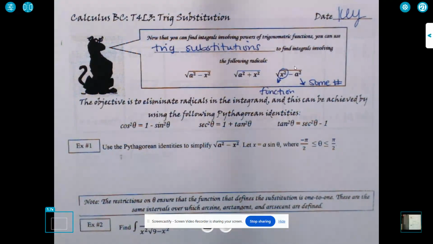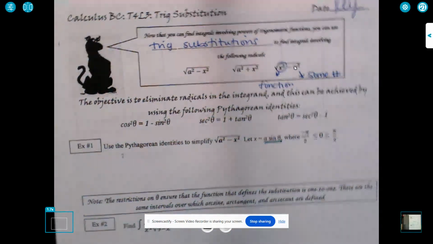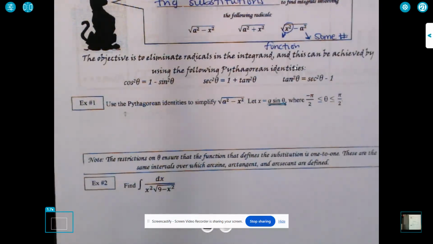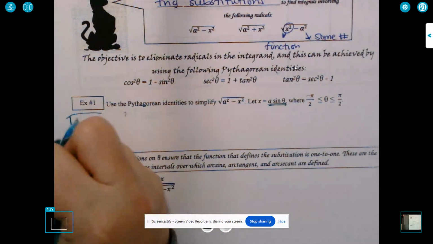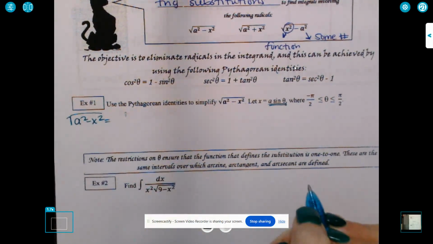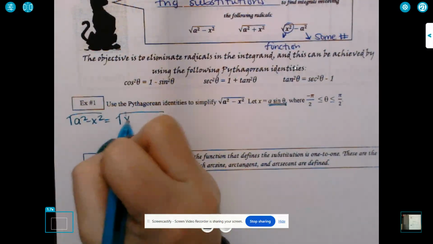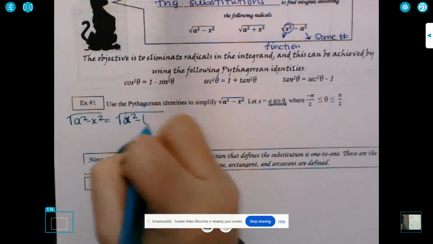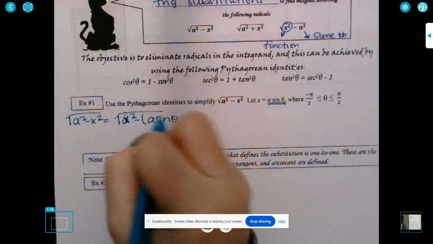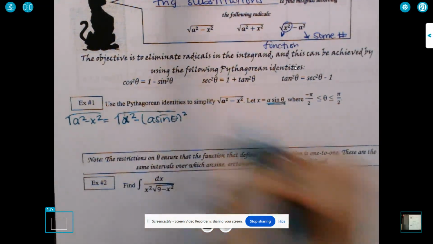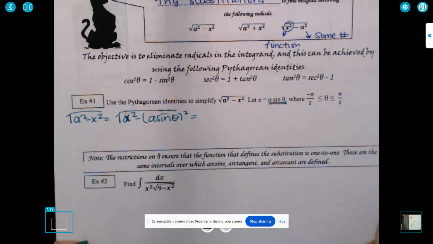All right, so example number 1 says use the Pythagorean identities to simplify the square root of a squared minus x squared, but let x equal a sine theta. So what they want us to do is go in here, and where I see x, I'm going to put a sine theta. So we're starting out with the square root of a squared minus x squared. I'm going to simplify that into my substitution: a squared minus a sine theta, which is my x. And then we're just going to keep going from there.